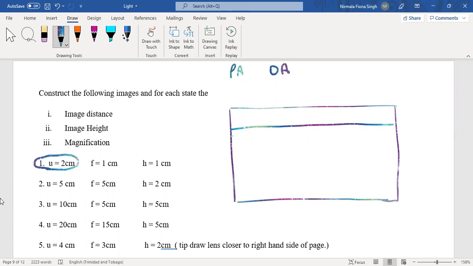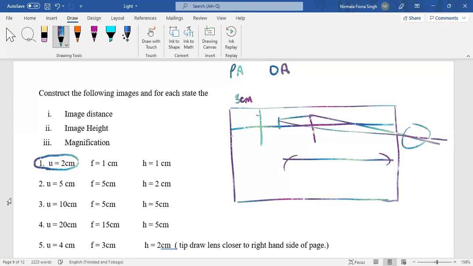We do an example. So if your object distance here is 2 centimeters, I would draw my lens about 3 centimeters from the edge of the page. That's going to give me a lot of space to work with. If you draw your lens in the middle of the page, sometimes this is going to happen: you're going to have your object here, your image is going to be here, and then your image ends up forming outside of your paper.